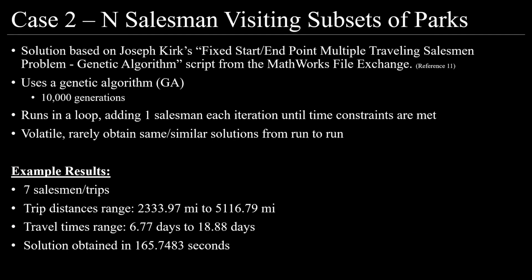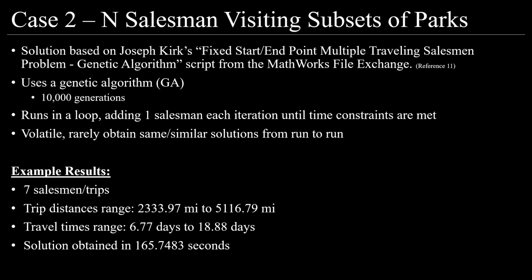For case two, with n salesmen each visiting a subset of the parks, the solution is based off a script from the MathWorks file exchange, which uses a genetic algorithm, and I set it to run 10,000 generations. This script runs in a loop that adds one salesman in each iteration until the time constraints are met. This provides a relatively volatile solution, where you rarely obtain the same or even similar solutions from run to run. However, I counted this as a positive because if you don't like the solution you get in one run, you can run again and get a completely different solution.